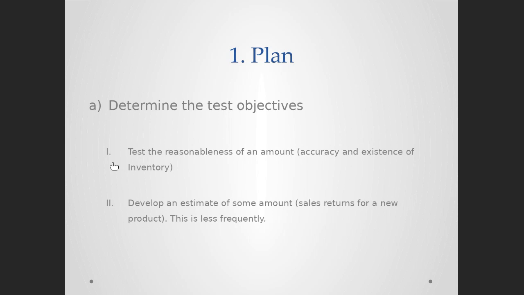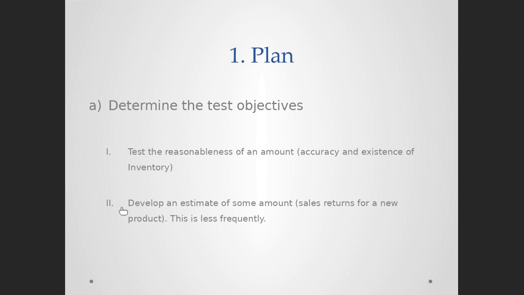Here we could test the reasonableness of an account, accuracy and existence of inventory, for example. So our test objective is to see whether the amount presented in the balance sheet for inventory is reasonable. Is that fair? Is that something that we can accept? That's our objective. That's what we want to test. So that's one thing we could do.